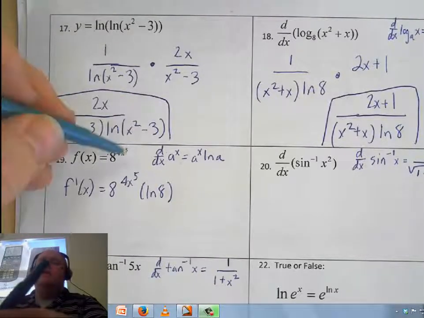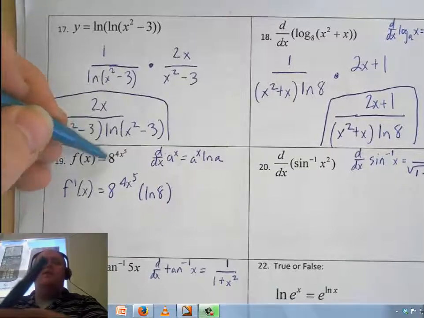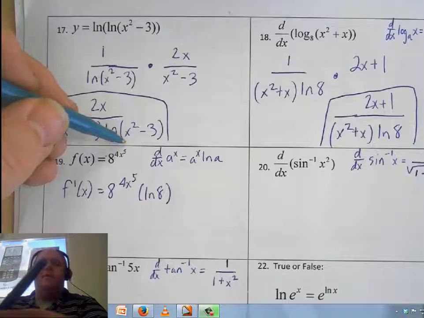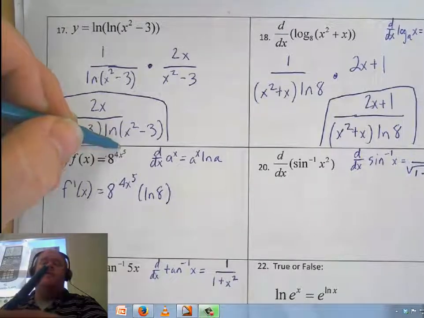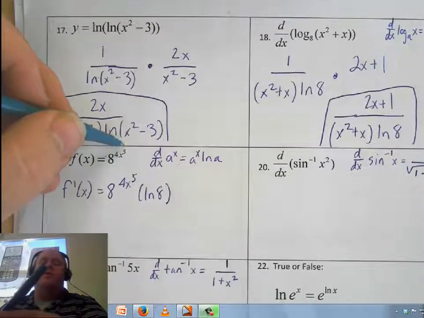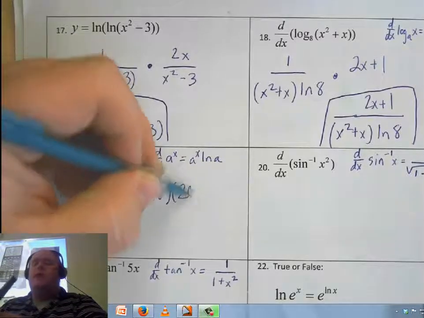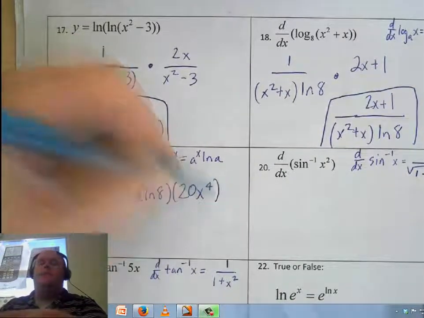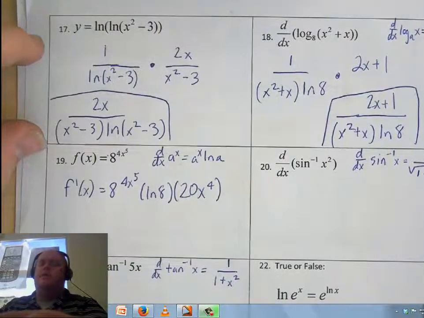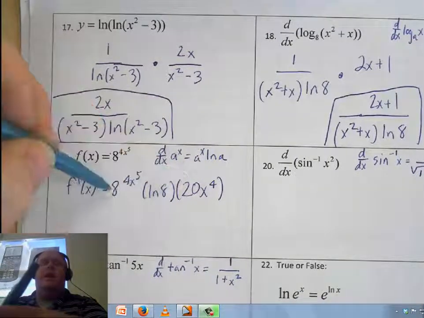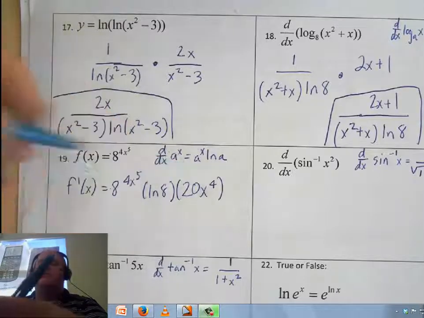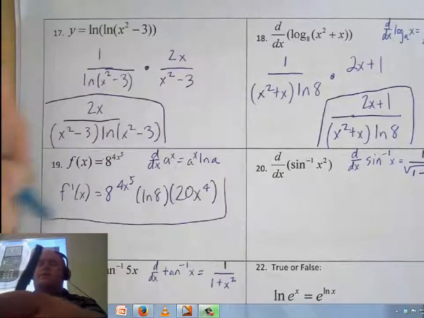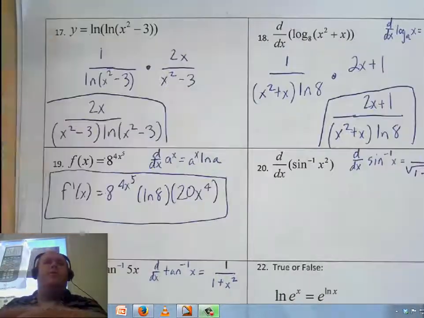Then this is not a to the x, it's a to the 4x to the 5th. So I need to take that derivative, which for 4x to the 5th is 20x to the 4th. So times 20x to the 4th. And then, just so we're on the same page here, 20 and 8 can't be multiplied because they have different bases. This one's 4x to the 5th, this one's x to the 4th. So this answer would be more than sufficient. That answer will get full credit.